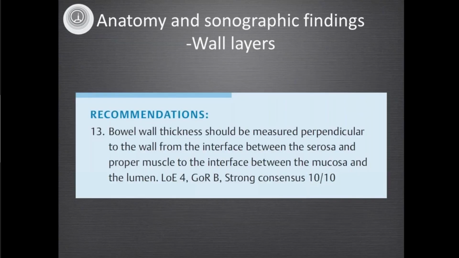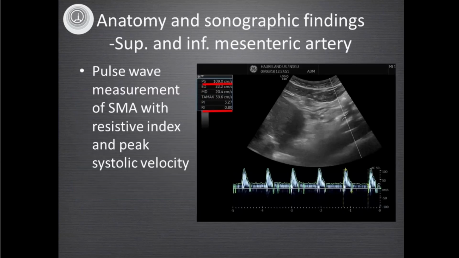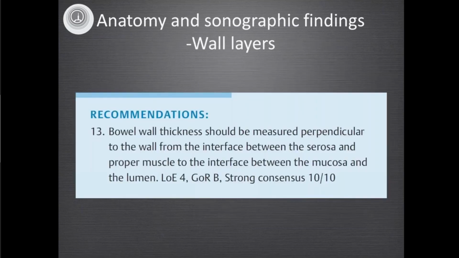When you measure the abdominal wall thickness, you should put your calipers exactly at the interface between the serosa and the proper muscle, and then down to the interface between the mucosa and the lumen. And you should keep it perpendicular to the wall and avoid contractions and haustrations.